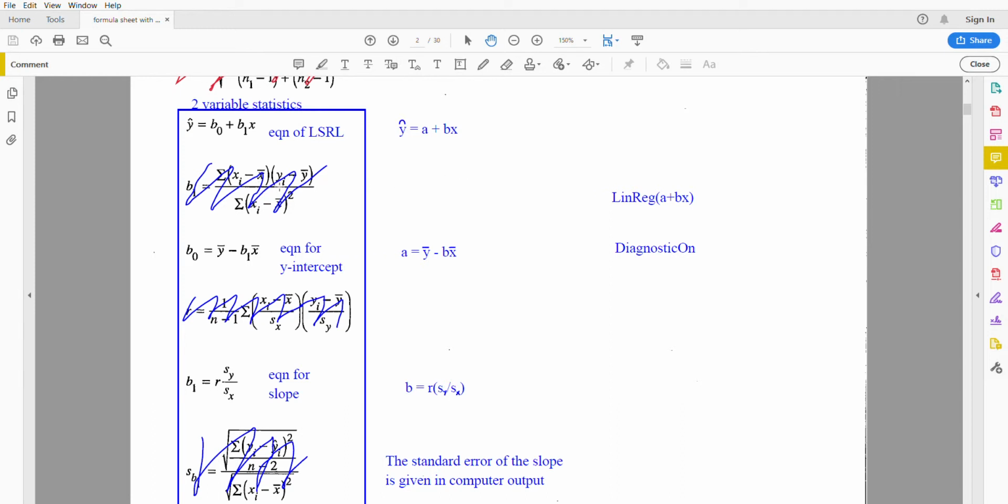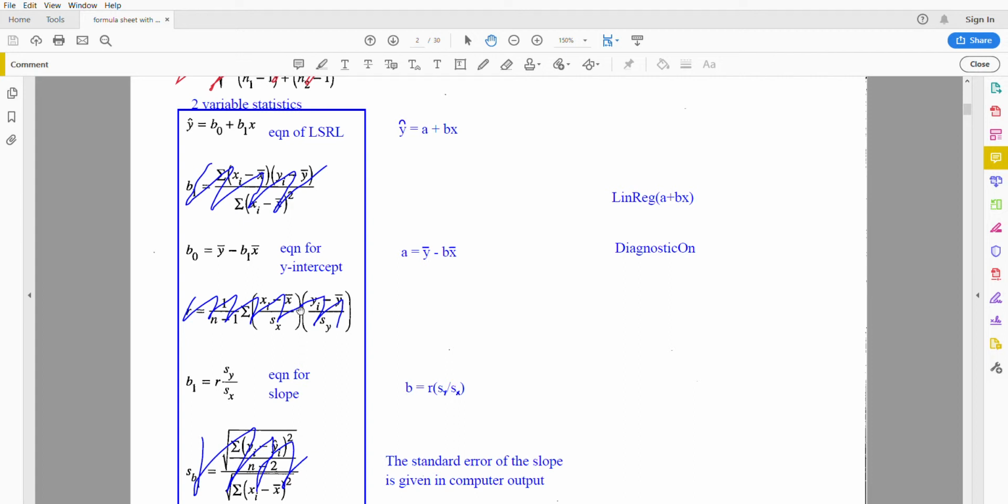This next formula that's been scratched out, that is how you could calculate the slope by hand. You would never be asked to do that, and so you can completely disregard that formula. The next one is how you can calculate the intercept by hand, which is actually a pretty simple formula. So the intercept of the least squares regression line is the average y value minus the slope times the average x value. As long as you know the means and you know the slope, then you can calculate the intercept. Again, I've rewritten it here using the notation we use in class, a for the intercept and b for the slope.